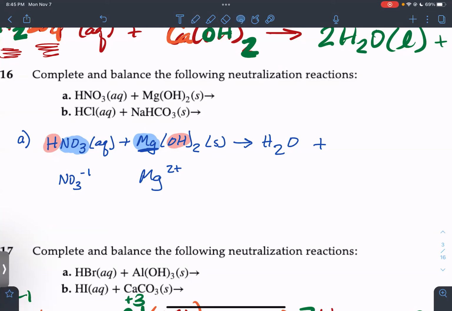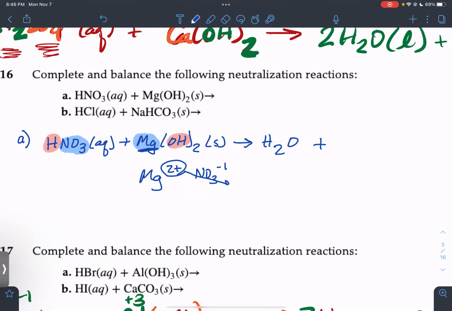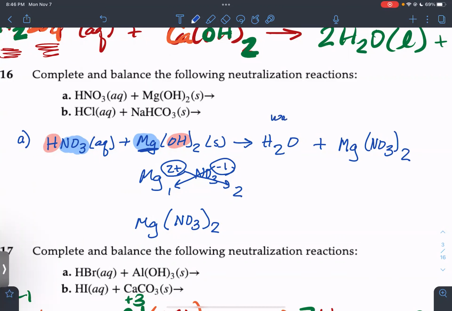Oh, and let me move it over, because we need positives and then negatives. So we're going to crisscross them and do this. So we're going to 1 here and a 2 here. So be careful about your parentheses. We're going to get Mg(NO3)2. So I'm going to put this here, Mg(NO3)2. So we've made water and a salt. Cool, a positive and negative.